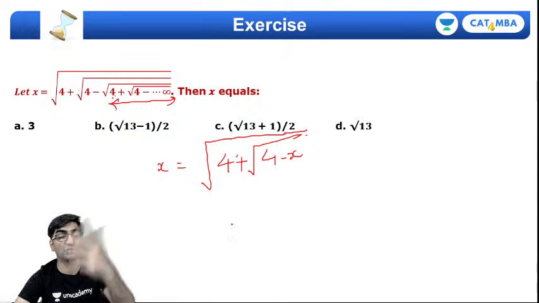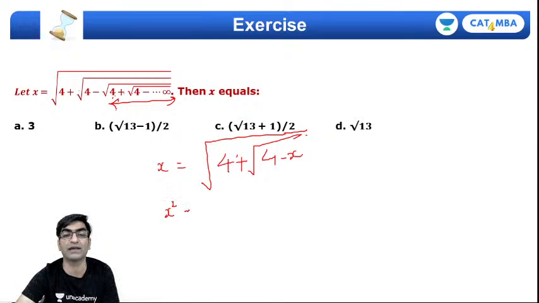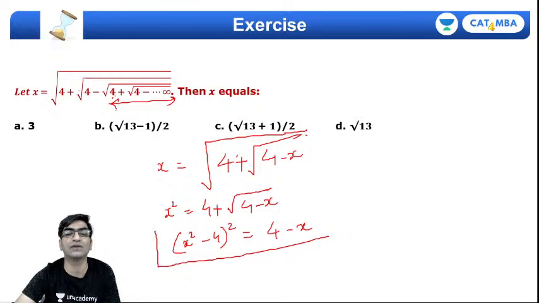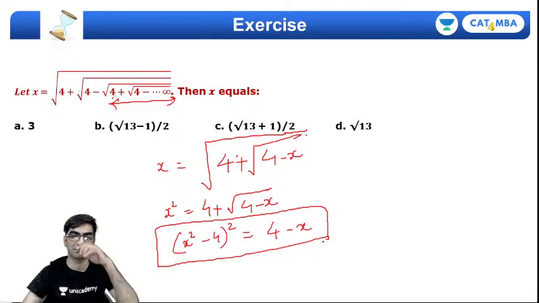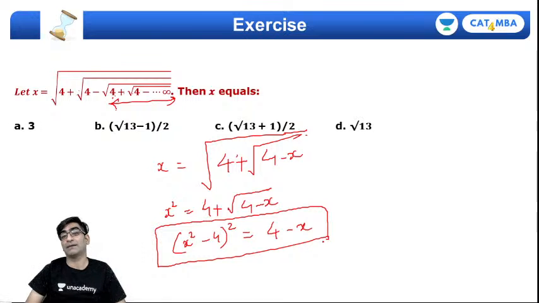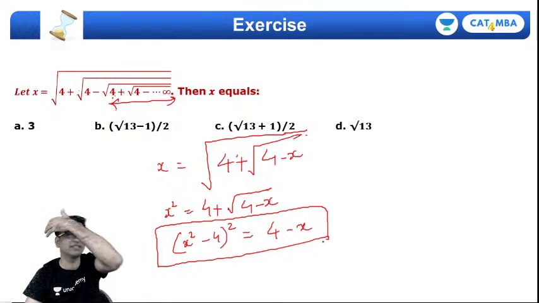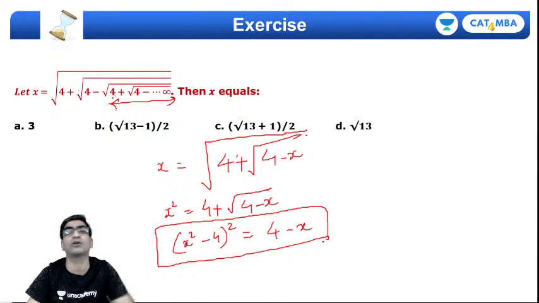Clearly I need to square it twice, right? Squaring it once, x square will be 4 plus root of 4 minus x, which means x square minus 4, the whole square, will in fact be equal to 4 minus x. This will clearly become a degree 4 equation, right? In fact, at this point I'm probably thinking, is it really worth solving at all? I'll leave that judgment to you. To my mind, it's a question which you can either solve, or better still, you can expand this, get the equation and use the concept of sum or product of roots, right?